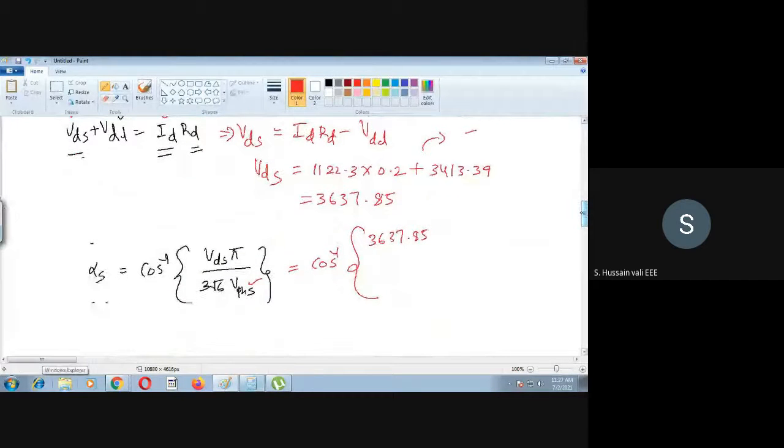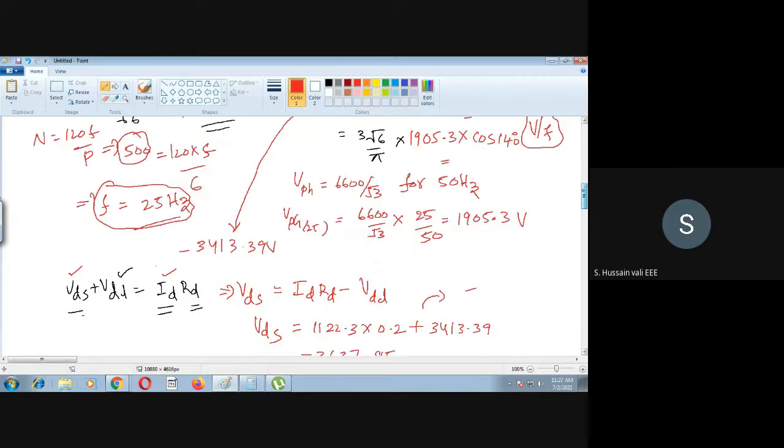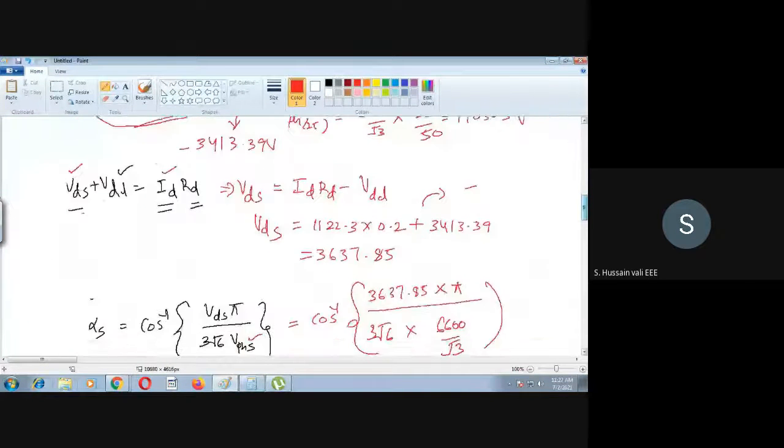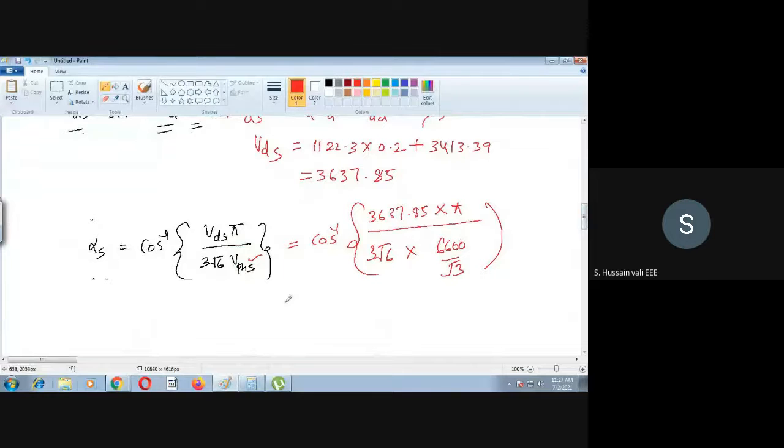So you see, sometimes there is a problem with the mathematics: the mathematical notations and our actual circuit notations, or the real notations, may be a little bit different. Okay. So here, what is the answer? It is 6600 by root 3, because this we have already seen. Yeah, we got this already. Okay, source side, it is the source side, not the load side. So then we solve this now.